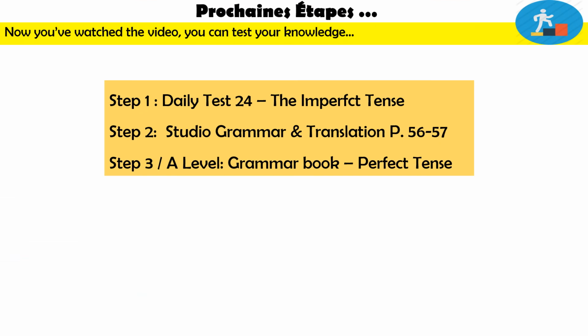Now, I'm sure you've really enjoyed yourself today and you want a bit more practice. So here we go. Step 1 is look at the daily test 24. That's got the real essentials that you must know and you must crack. After that, GCSE students go to page 56 and 57 of your G&T book. A-level, everything on the imperfect tense. Should say imperfect there, apologies.